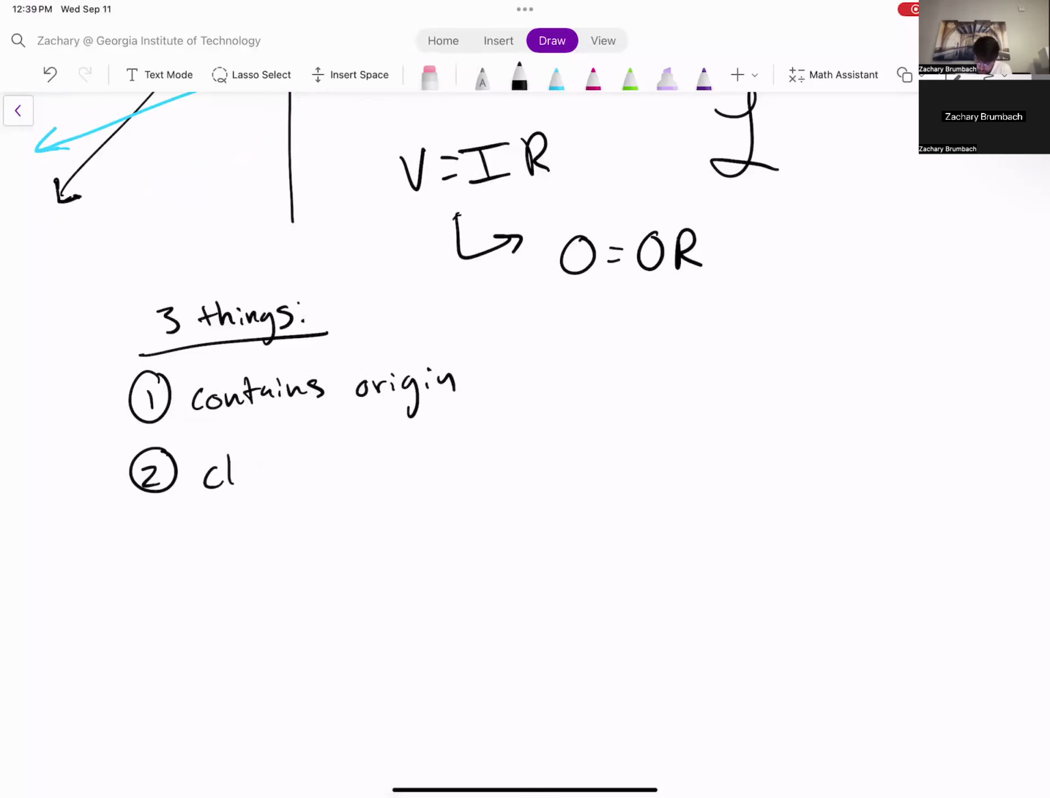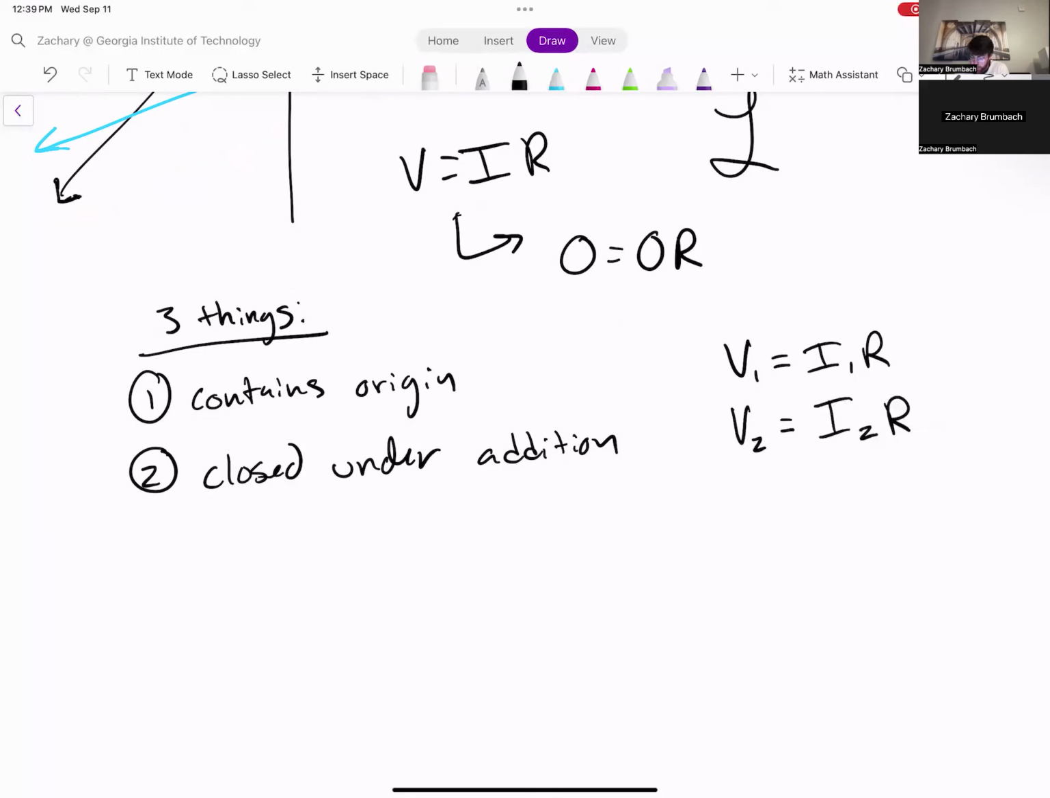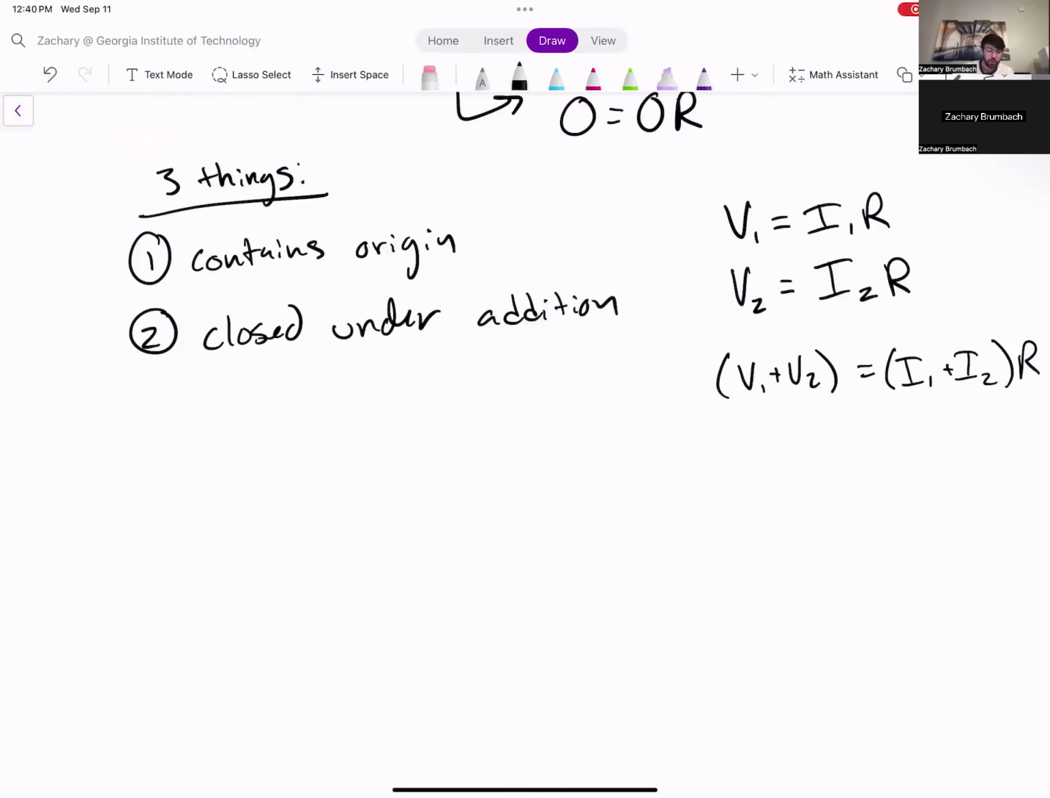Next one is that we're closed under addition. What that means is if I have some voltage, which gives me some current times some resistance, and I have a different source that gives me a different current, if instead I make one big voltage source, which is V1 plus V2, then it's going to give me a current of I1 plus I2 times R. Essentially, if we have two sources applying to the same component, we can superimpose them, which is what this is called. We can add them together based on their individual contributions.